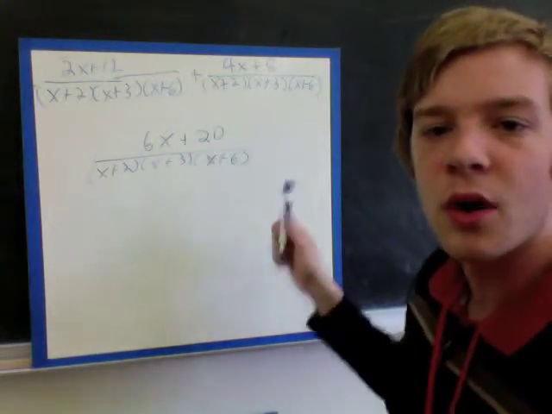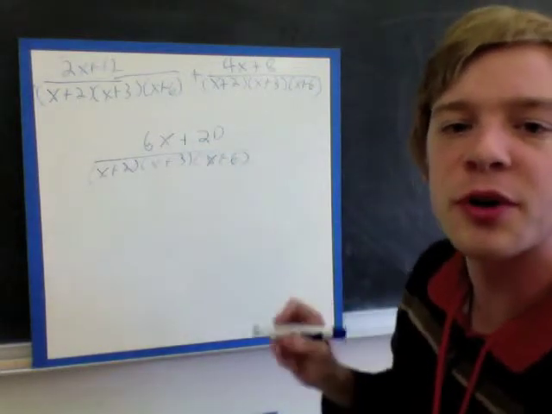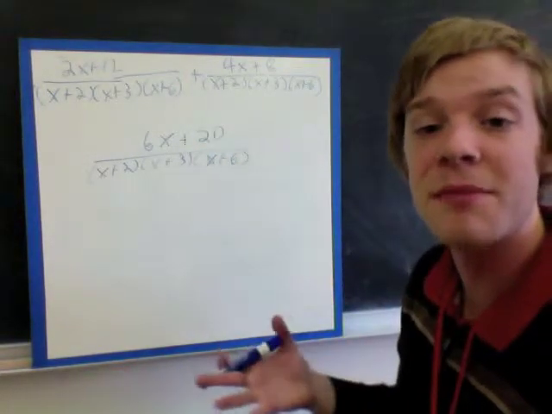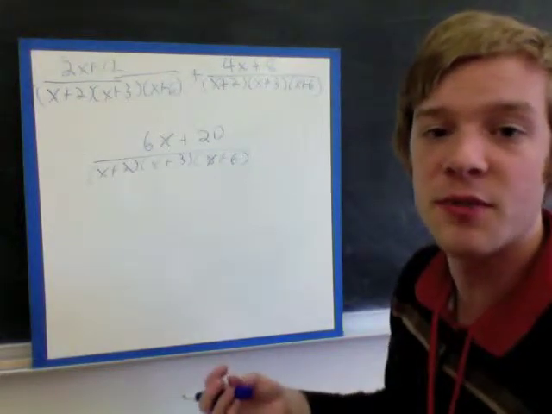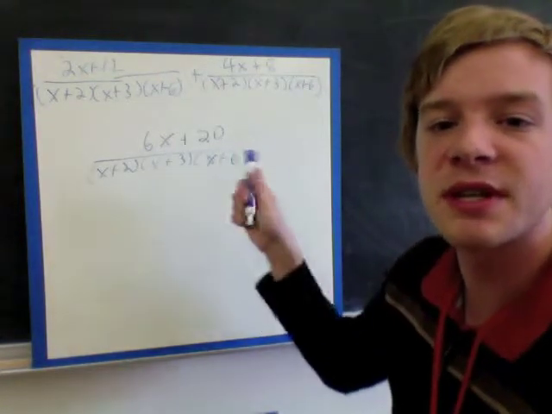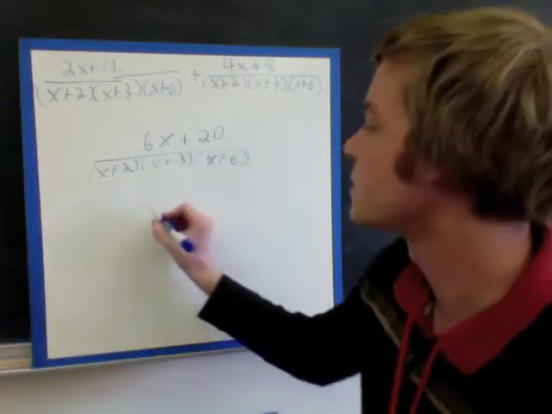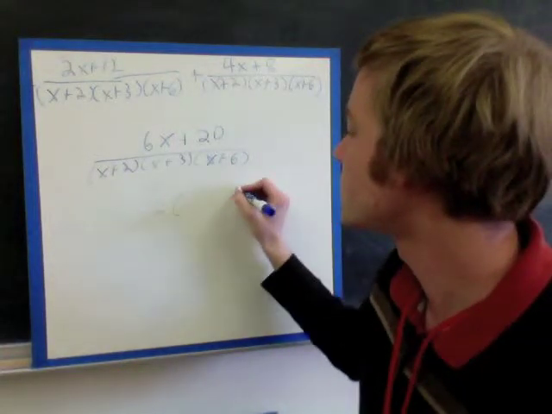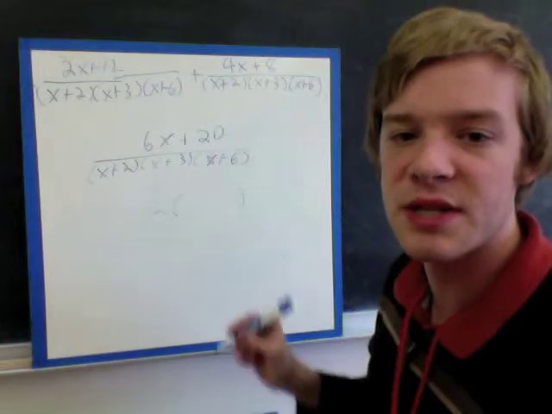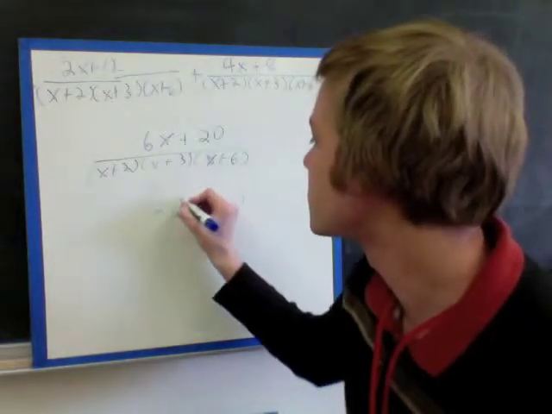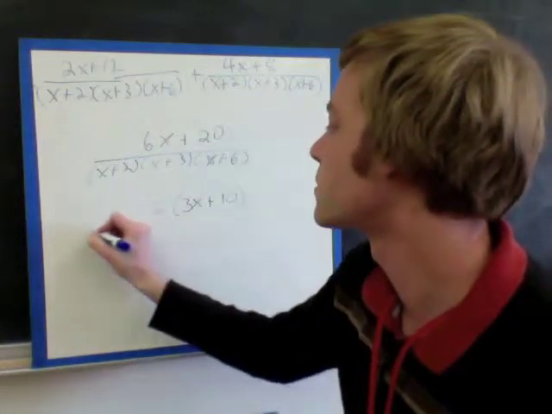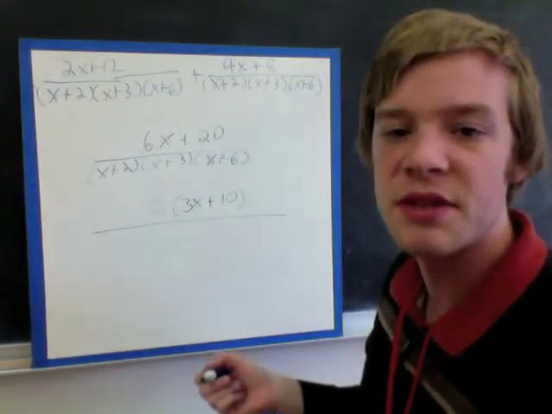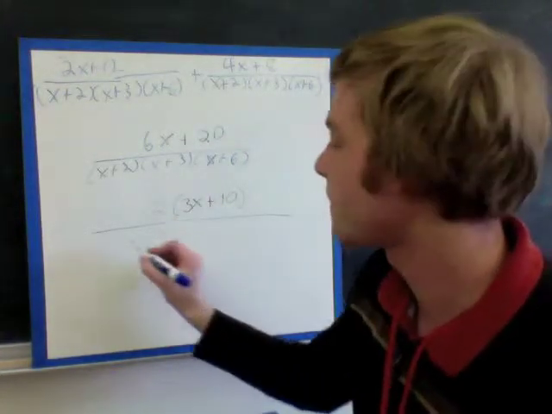So now, all we need to do is factor our numerator to see if anything cancels. And something may not cancel, but we want to factor our numerator anyway, so it's in simplest form. We see we can divide both 6 and 20 by 2. And when we do this, we're going to get 3x plus 10. Once again, the denominator is going to stay exactly the same.